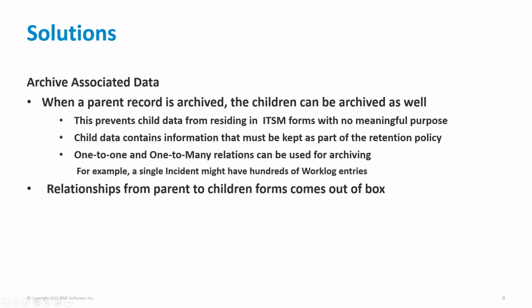The second part of this solution is to archive the associated data. When a parent record is archived, the children can be archived as well. This prevents child data from residing in ITSM forms with no meaningful purpose. Child data contains information that must be kept as part of the retention policy. You can have a one-to-one or a one-to-many relationship between the parent and the child records. For example, a single incident might have hundreds of work log entries. Relationships from parent to children forms come out of the box with the ITSM archive solution.